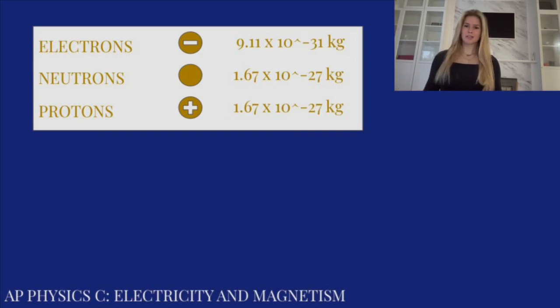To talk about electric charge on an atomic level, we need to go back to the basics. I'm sure most of you remember from your chemistry classes that there are three types of subatomic particles: electrons, neutrons, and protons. Neutrons and protons weigh about the same with a weight of 1.67 times 10 to the negative 27 kilograms, while electrons weigh about 1,800 times less with a weight of 9.11 times 10 to the negative 31 kilograms.